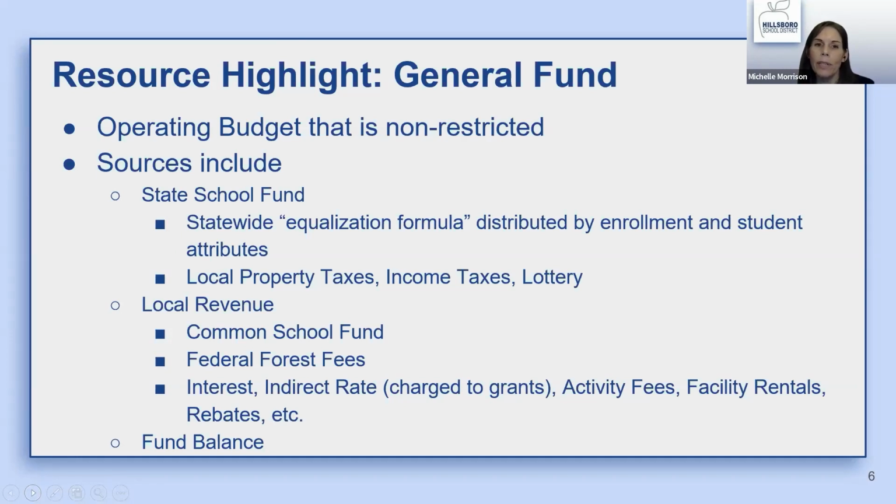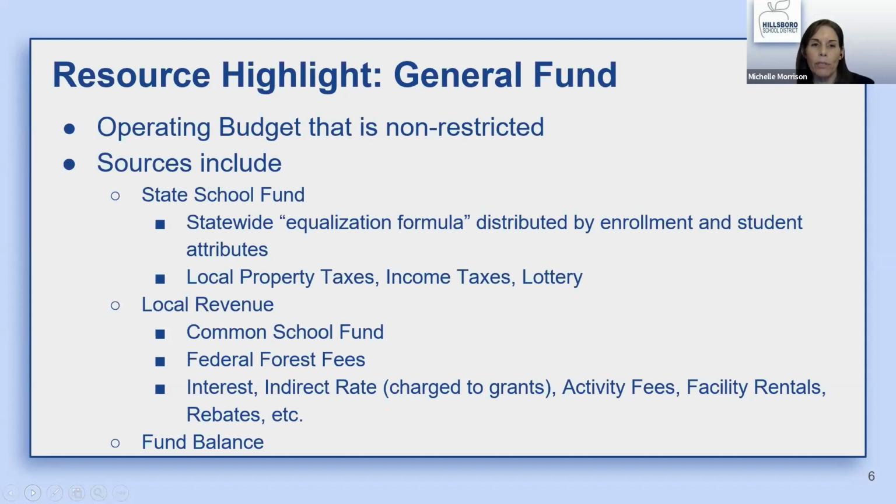Also, any interest earnings, indirect rate, activity fees, facility rentals, rebates, and some other miscellaneous revenues that we see fall outside of the state school fund equalization formula. Those things are fairly predictable given our historical experience.